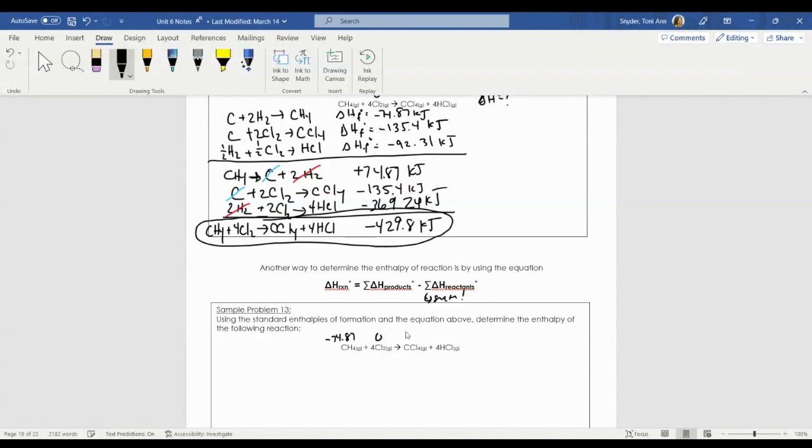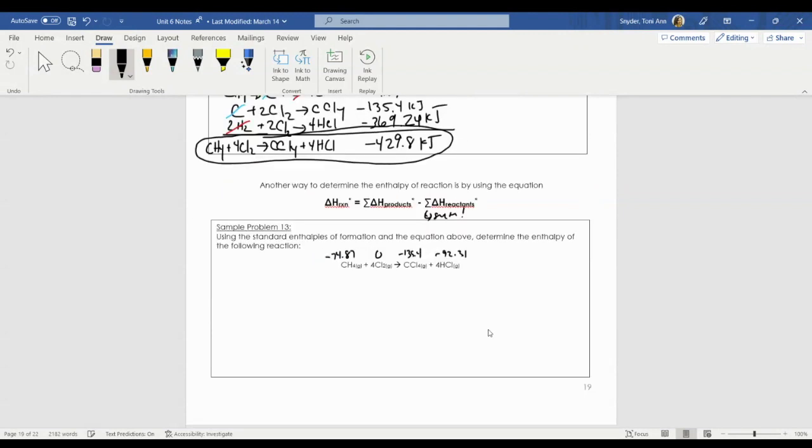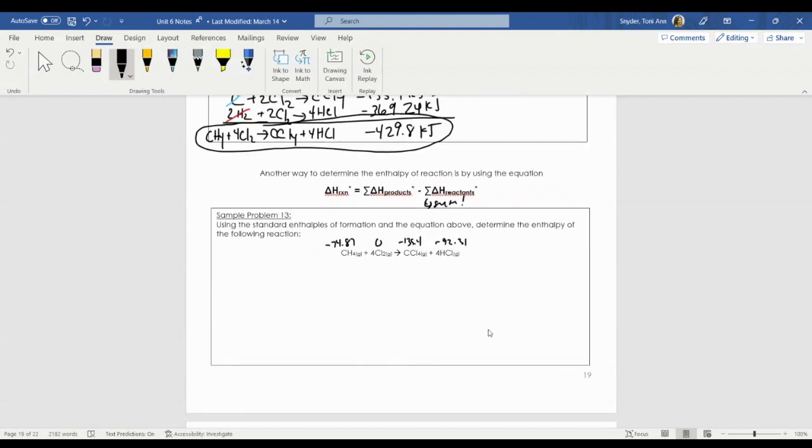This guy's 0. Carbon tetrachloride is negative 135.4. And hydrochloric is negative 92.31. Those, again, like I said, you could find on the standard enthalpies chart. Let's go ahead and solve for this.